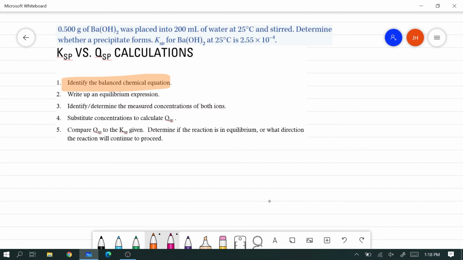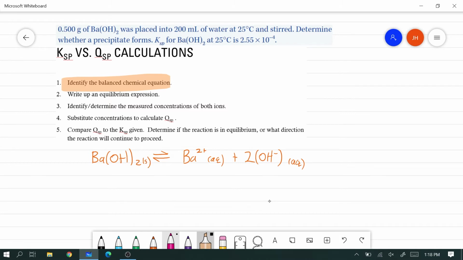chemical equation. So we're looking at barium hydroxide in this case. And again, as always, because we're looking at a solubility question, we're looking at the dissociation of barium hydroxide. So that's going to end up forming barium ions and hydroxide ions. And that's aqueous. And this guy's solid.